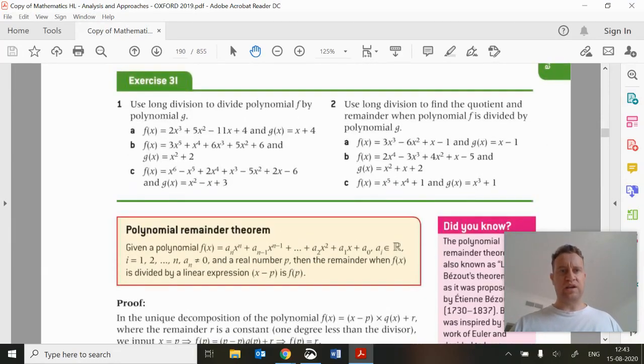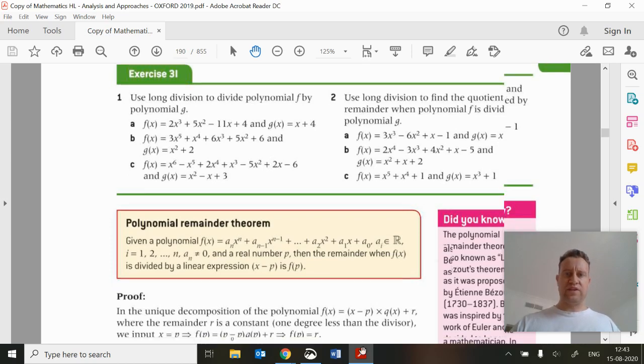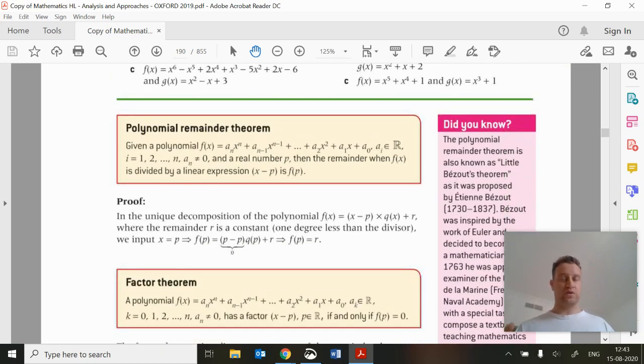We've just done 3i and we're going to work towards 3j in this video. 3i was mostly about the division of polynomials using the technique of long division. In 3j there's a lot here, there's a lot to unpack.